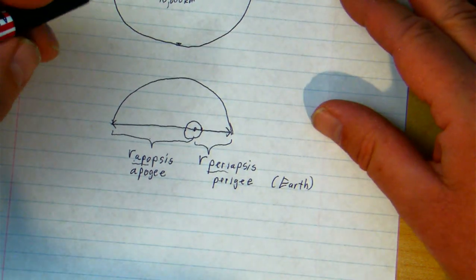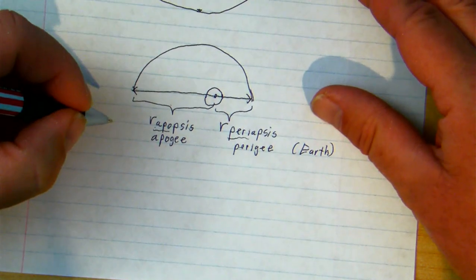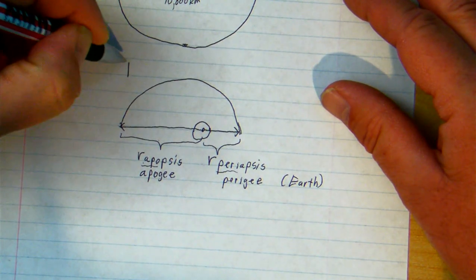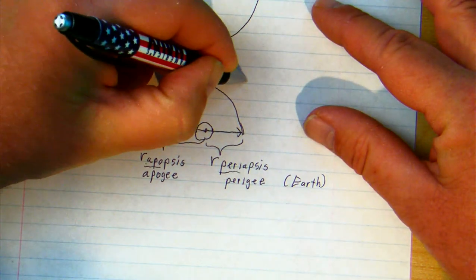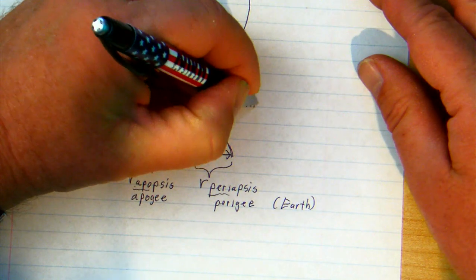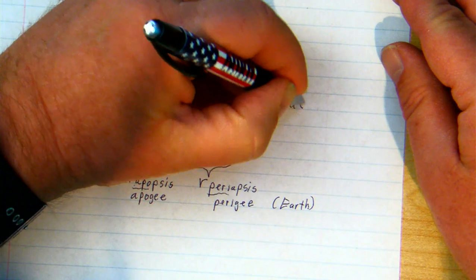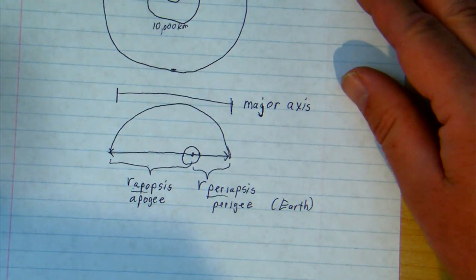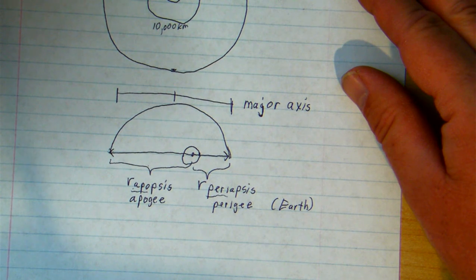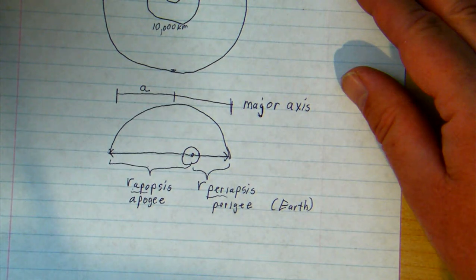It's useful to calculate the average distance. The total distance, if you add the two distances together, the periapsis and the apoapsis, is called the major axis of this ellipse. Half of that would be called the semi-major axis. And we represent the semi-major axis with lowercase letter a.